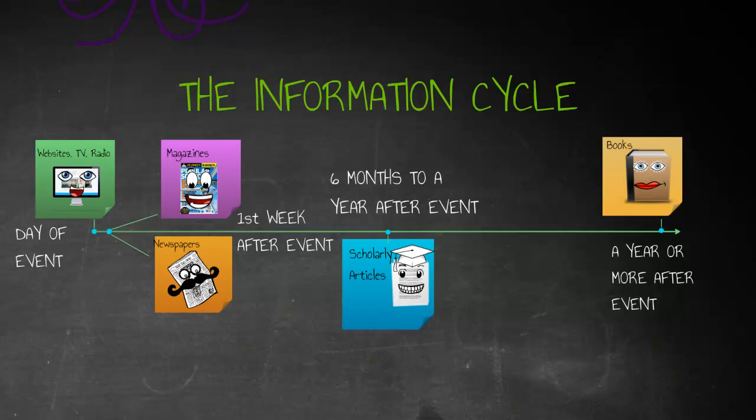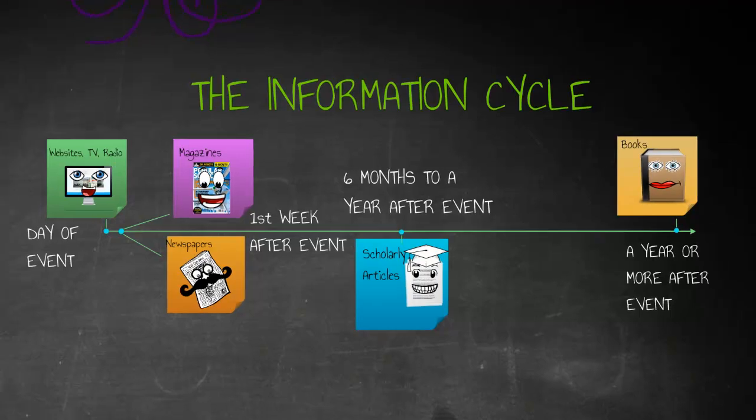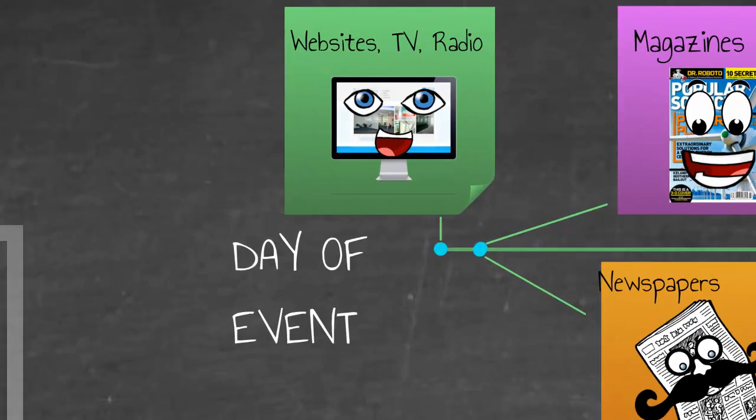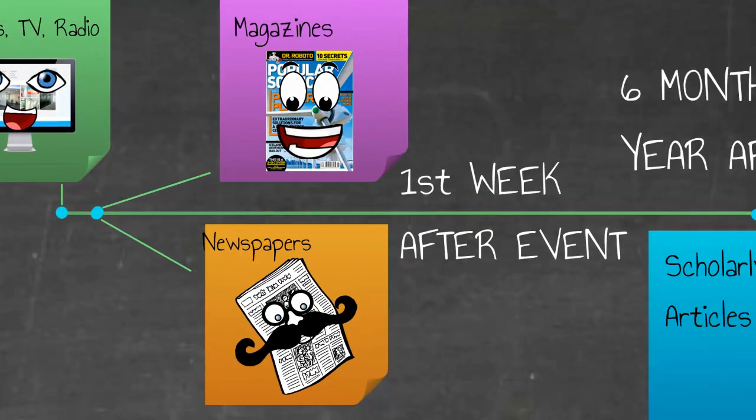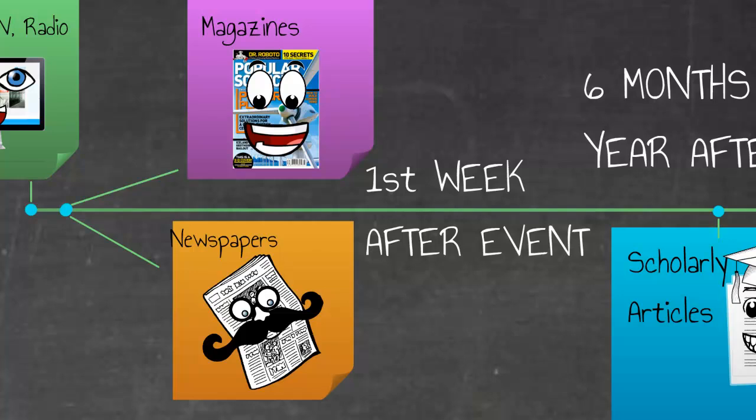In order to understand how these sources are different, let's take a look at something called the information cycle. When an event first happens, websites, radio, and television will be the first to cover the story. Within a week of the event, newspapers and magazines will begin covering the issue with longer articles and may begin analyzing the event. These articles are normally written for a general audience.